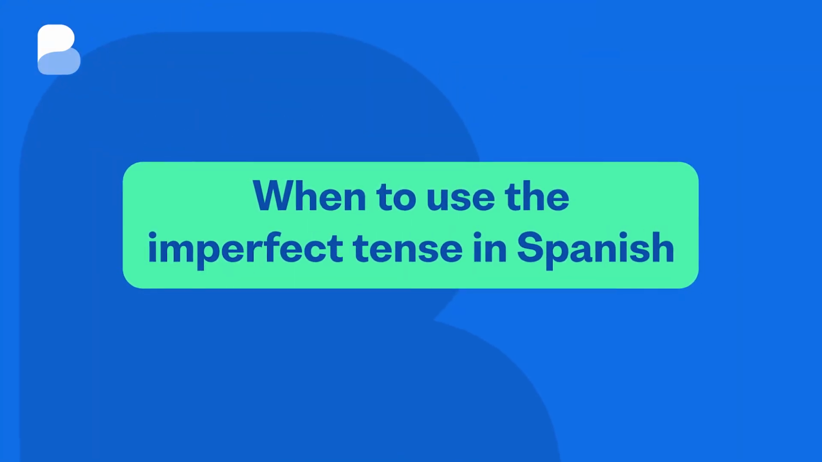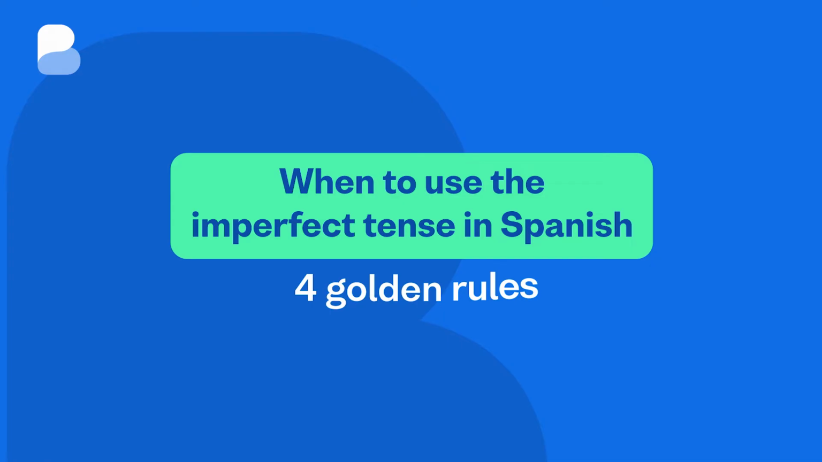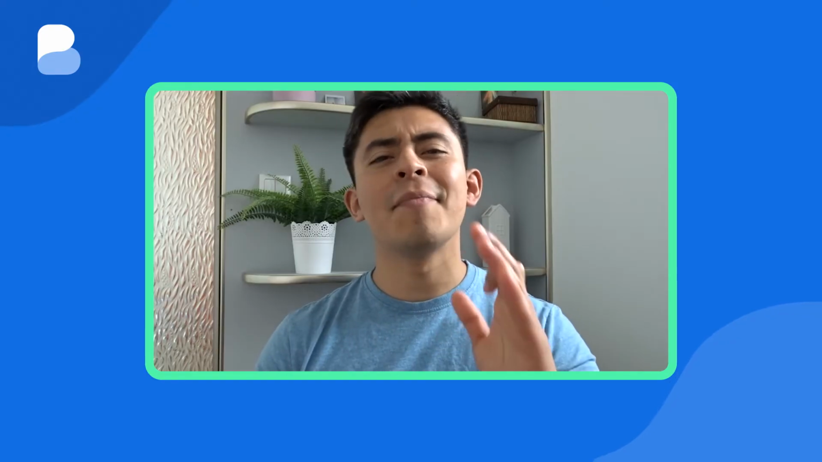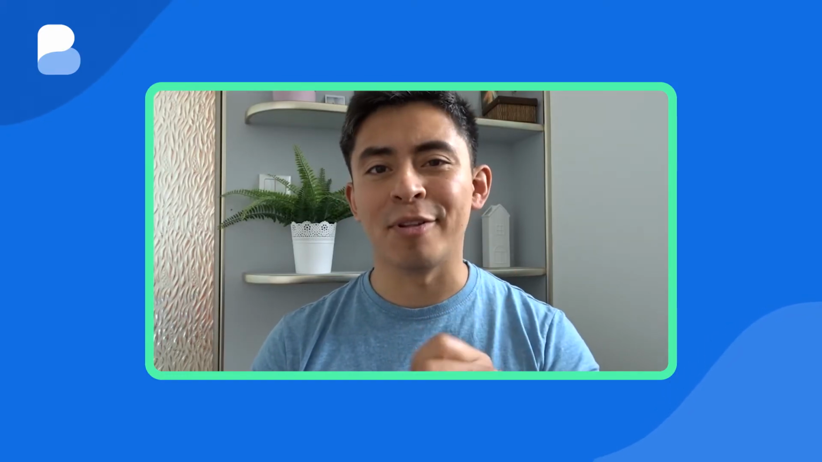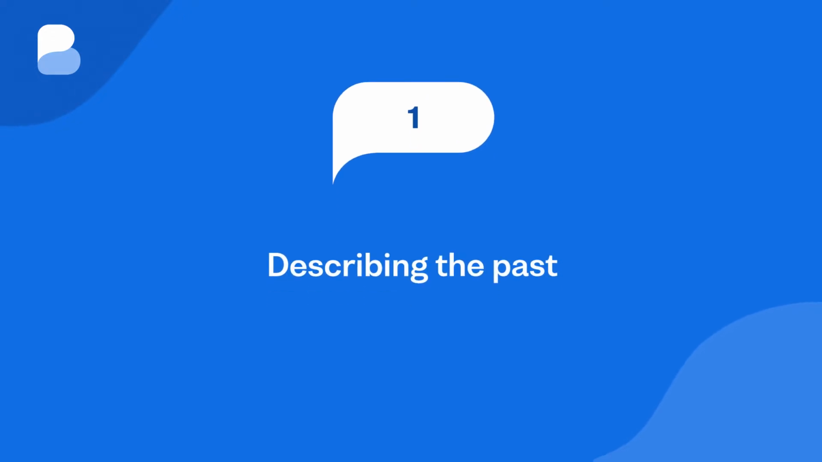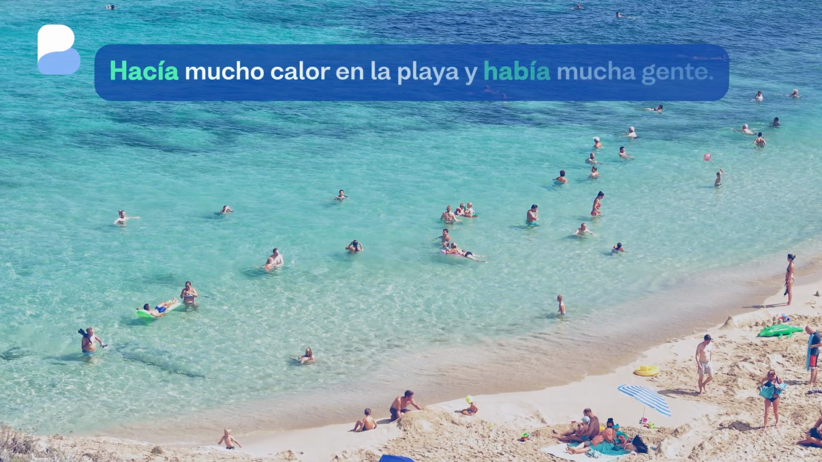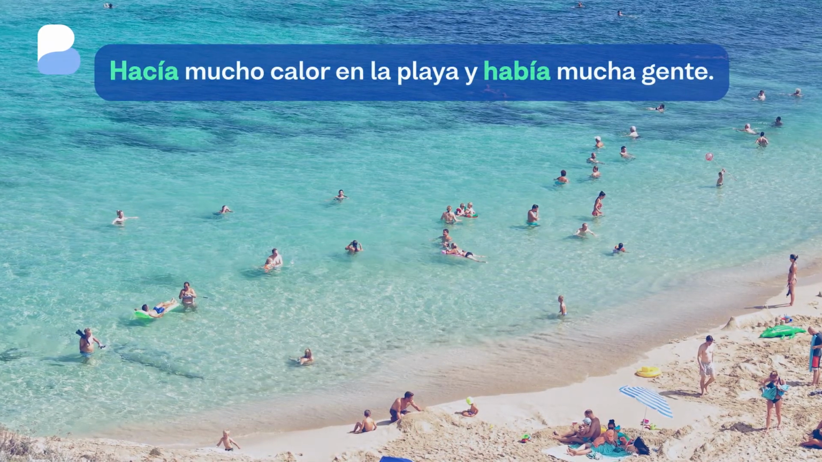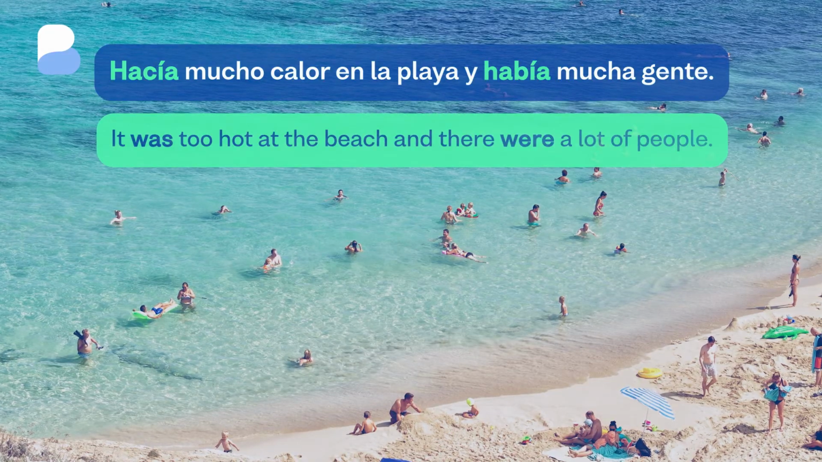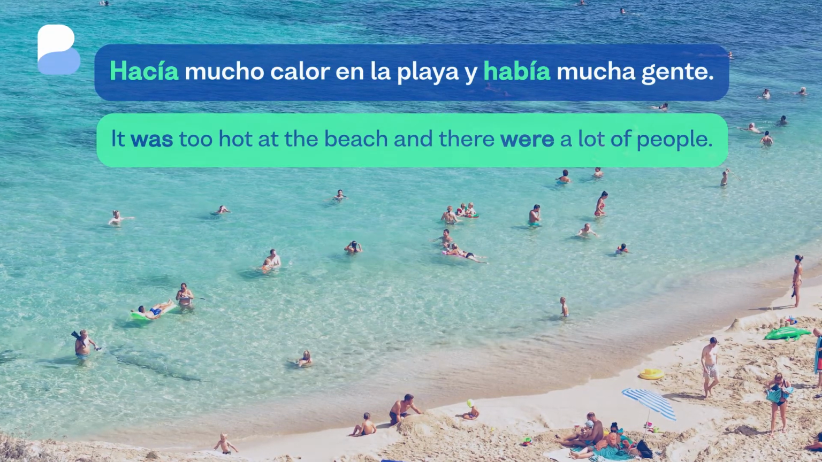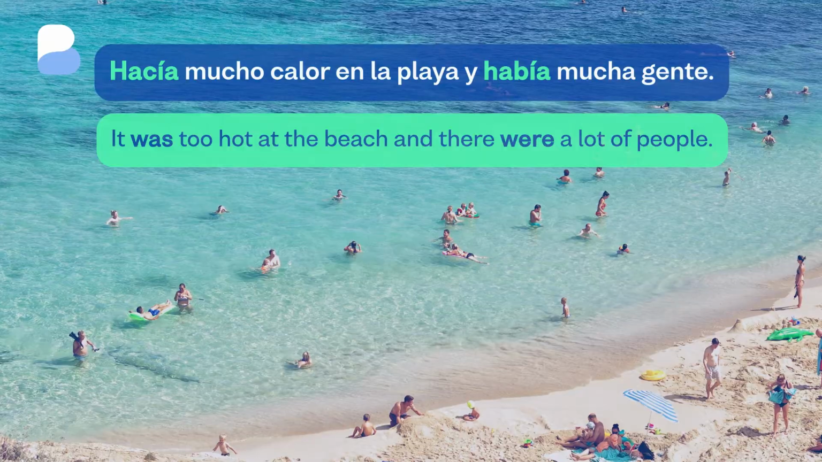When to use the Spanish imperfect? 4 golden rules. In general, we talk about 4 key uses of the imperfect. Let's take a look at some imperfect tense in Spanish examples. 1. Describing the past. Used to describe people's appearance, places, and situations. Hacía mucho calor en la playa y había mucha gente. It was too hot at the beach and there were a lot of people.